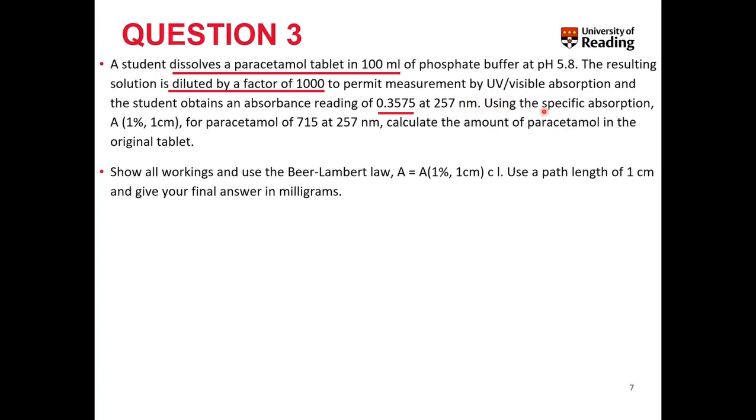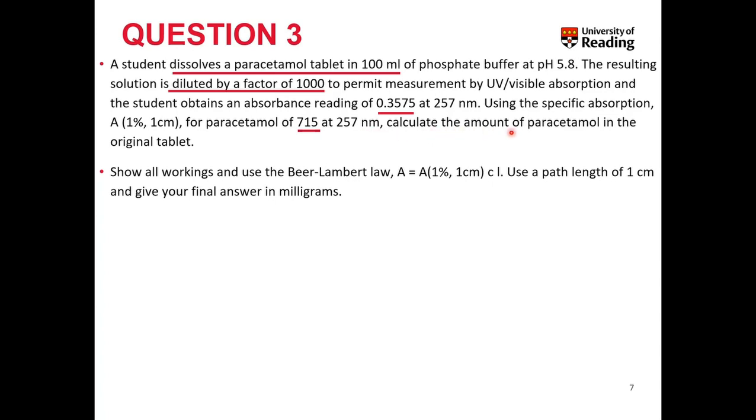You're then told that the specific absorption, A 1% 1 cm for paracetamol, is 715. And so this is your next term in the Beer-Lambert law, the A 1% 1 cm term. Now again, you're given the wavelength, and so you can ignore this wavelength. It's not used at all.